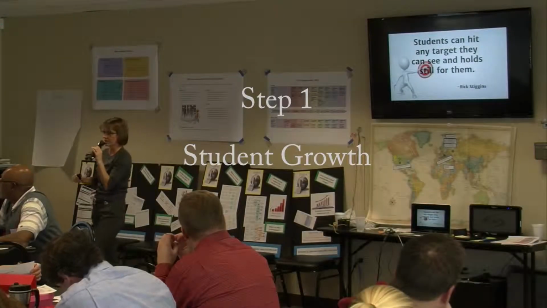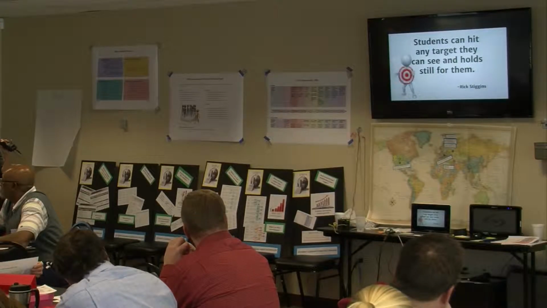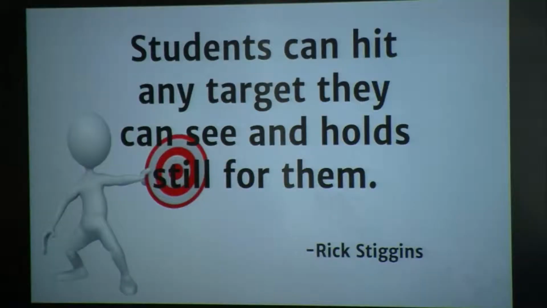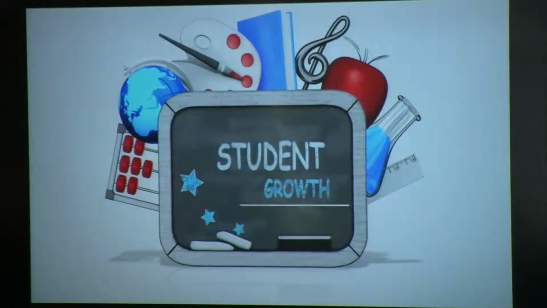So we're going to start with step 1. By the way, Stiggins says students can hit any target they can see, and we hold still for them. That's what this is about: clarity for the learner, clarity for us. So we're going to look at student growth by starting with step 1, which is the easiest step.